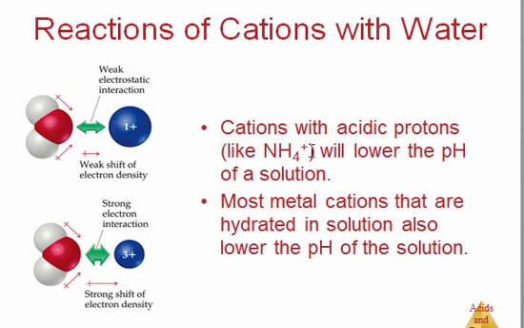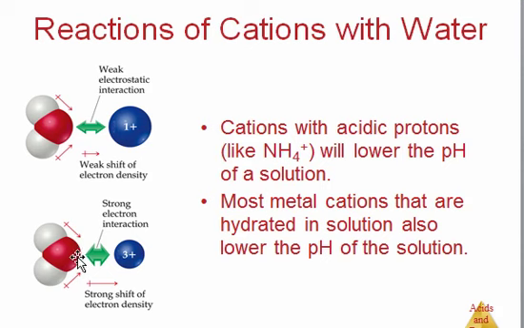Now let's look at the reaction of cations. We've already seen that if a cation is the conjugate acid of a weak base, such as ammonium, then it will increase the concentration of hydronium and thus lower the pH. However, we haven't looked at how a metal cation can change the pH of a solution. If a metal cation is dissolved in water, it can affect the pH due to its interaction with water.